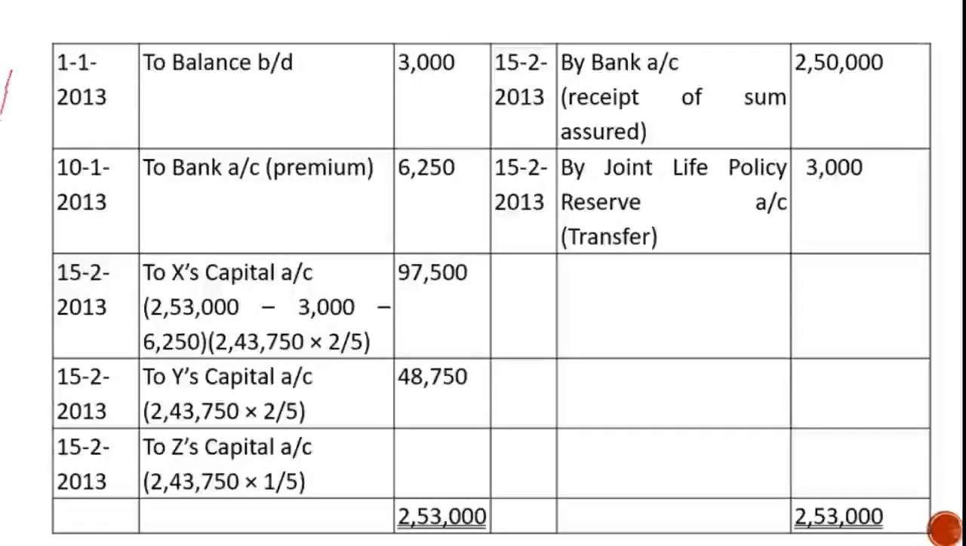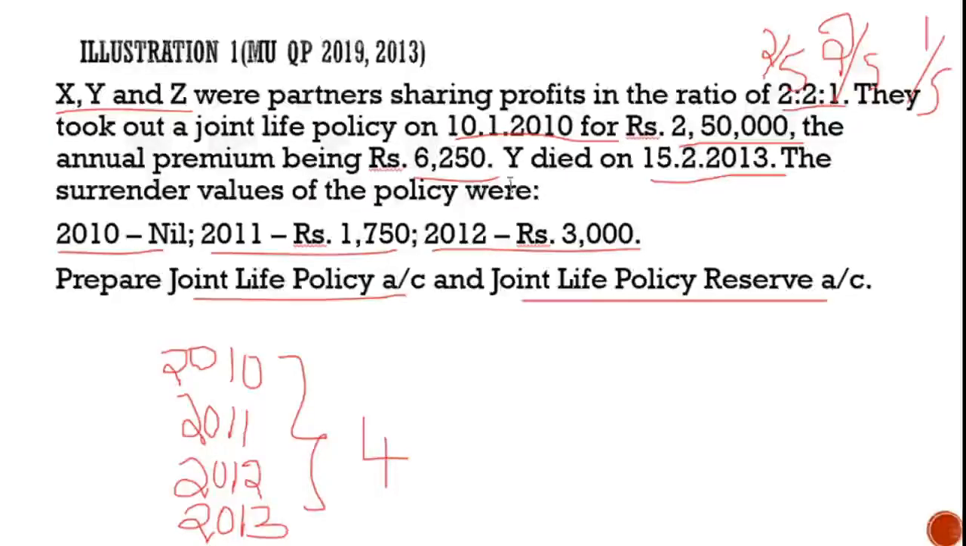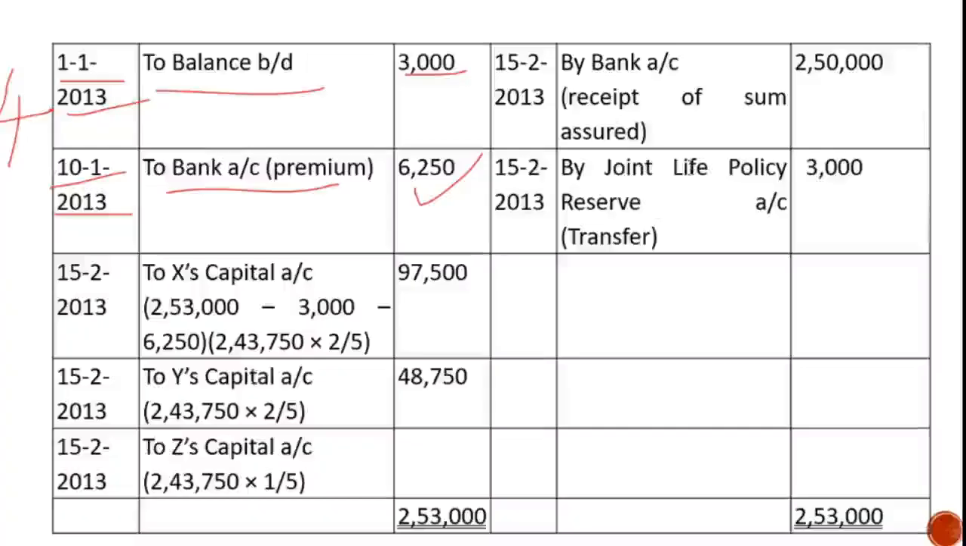So fourth and the last year. So we have said already it is the fourth and the last year. The opening balance is the surrender value of the third year, that is 3,000. Then annual premium will be paid on 10/1/2013 as usual as every year. When he has died on 15/2/2013, on that date you will be receiving from the insurance company the amount. So cash comes into the business, so it is 2,50,000. With this, we will stop temporarily preparation of the joint life policy account.